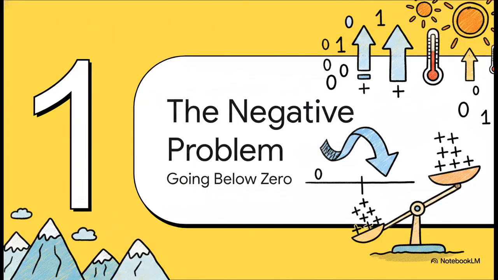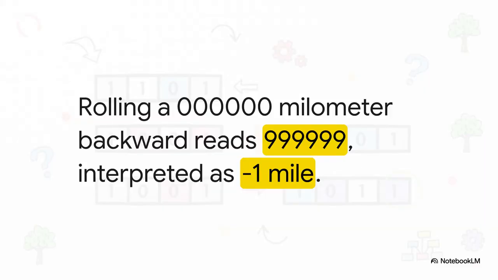The negative problem. Going below zero. So we know that in basic binary, adding a 1 to any column increases the total value. So, if adding 1s always makes a number bigger, how can we possibly flip the script to represent a negative? Well, think of a car's odometer. Picture a brand new car where the dial reads all zeros. If you drive forward 1 mile, it rolls to 0000001. But imagine you could force that meter backward 1 mile from 0. The digits would click backward and read 999999. We can basically interpret this massive string of nines as -1.